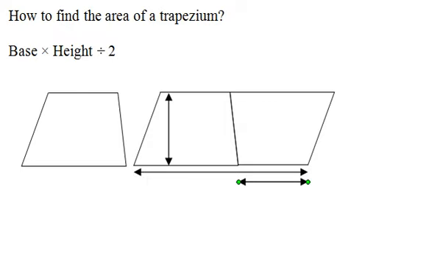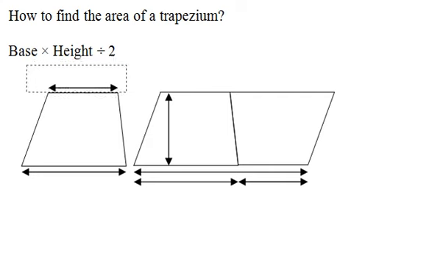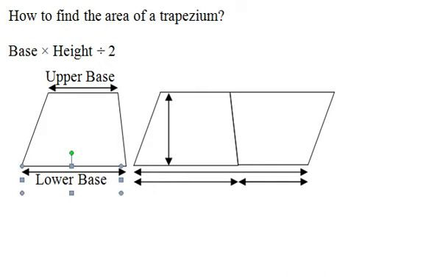These two parts actually come from the upper and the lower parallel lines of the original trapezium. So we give names to the lower and upper parallel lines on the original trapezium. We call the upper one the upper base and the lower one, of course, the lower base.